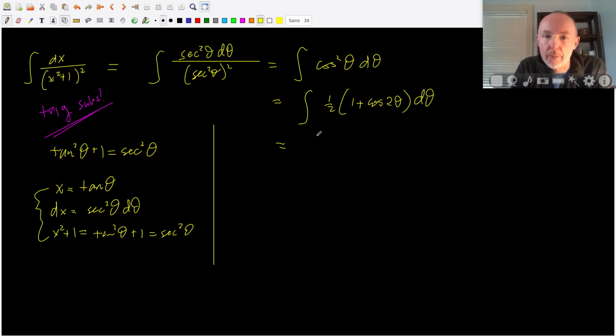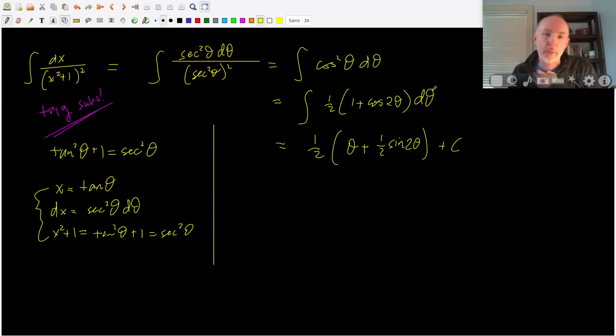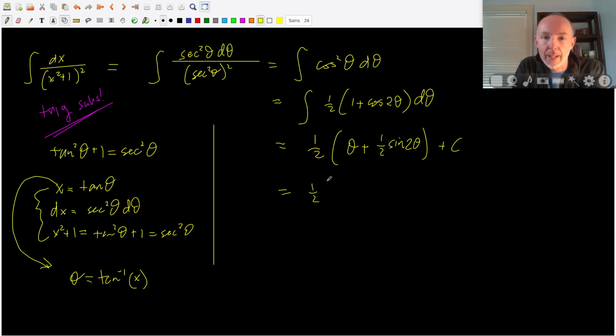So this is going to give us 1/2 of theta plus 1/2 of sine of 2 theta plus a constant. We don't care about the constant, we're going to put it back in the other one. But before we do, we need to use a triangle. We know what theta is. From this top piece, x is tan theta, so theta is just the inverse tan of x. So the first one's easy. This is 1/2 the inverse tan of x plus, well, this we need to use a triangle for.